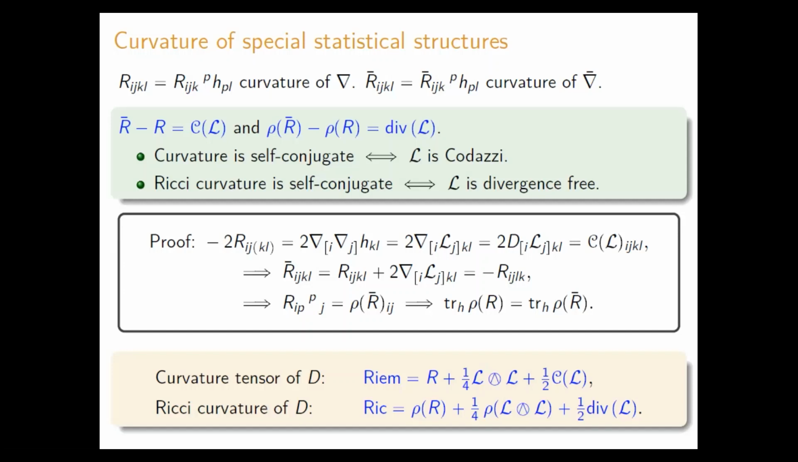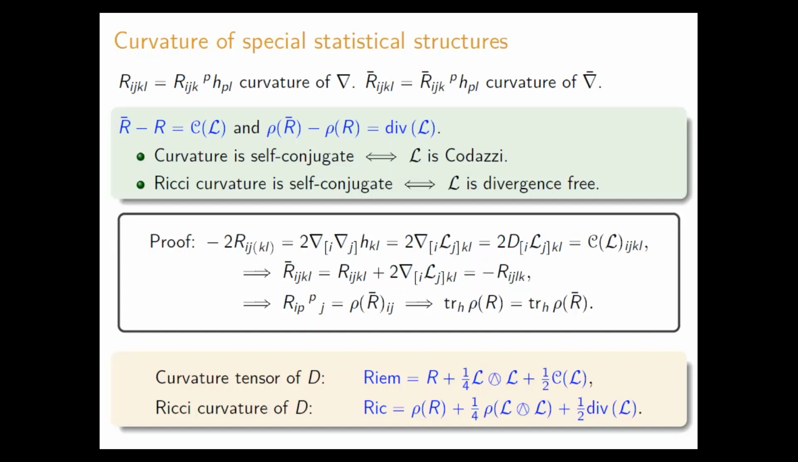And that means that the curvature is self-conjugate if and only if this cubic form is Codazzi. And a slightly weaker statement is the Ricci curvature is self-conjugate if and only if this cubic form is divergence-free. The proof, this is an indication. You take the second derivative of the metric, you skew symmetrize, you use the Ricci identity, you get out this thing here that's symmetric in K and L. On the other hand, you calculate a bit and you get out the Codazzi operator applied to the cubic form. And you combine everything and you get this.